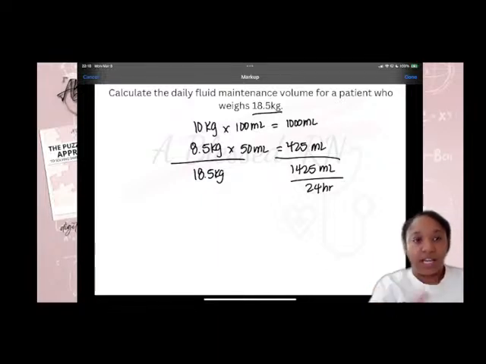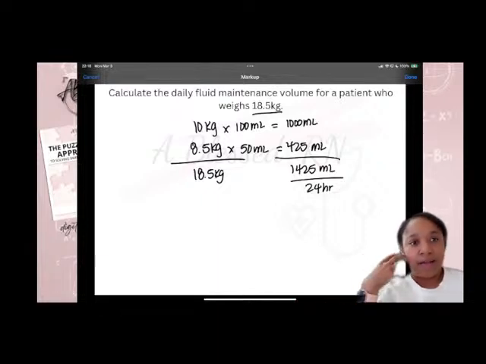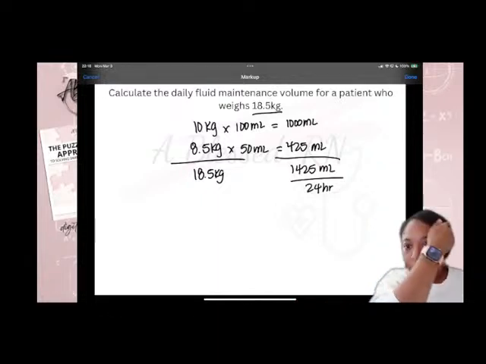Okay, so that's how you do your peds fluid volume maintenance without having to use your formulas. So fun. It is fun, isn't it? Especially time. I struggle with time, but I know it's the hours. Yes, I got this wrong on your exam.